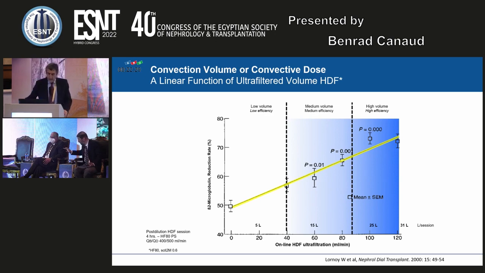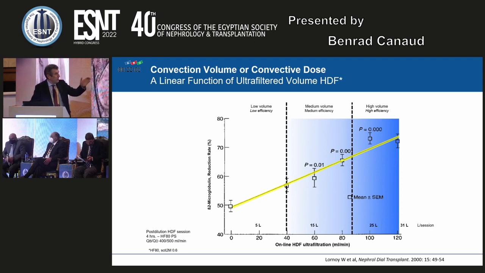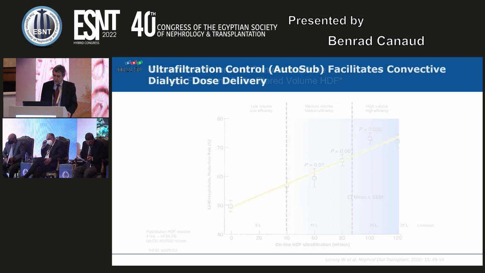Okay. In hemodiafiltration, what is important, and I mentioned this, is the convective dose. This is the ultrafiltration volume or the ultrafiltration rate. Shown by this study, almost 12 years old now, there is a linear relationship between the convective dose and the removal capacity. So this is the beta-2M reduction rate, and you see that if you move to 100, 120, you can remove almost 75%. So that means convective dose is a way to quantify the mass of the substances that you can remove during the dialysis.